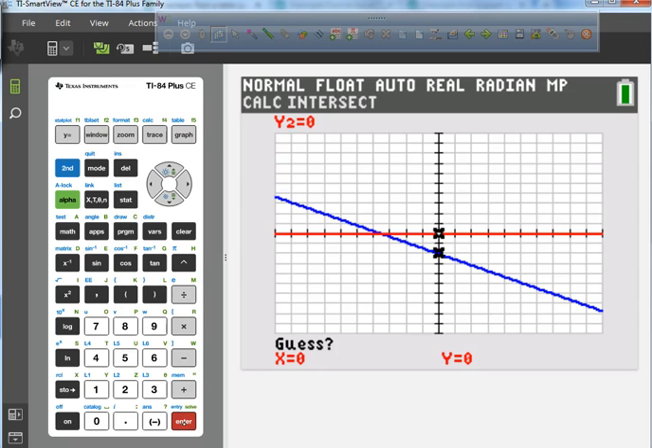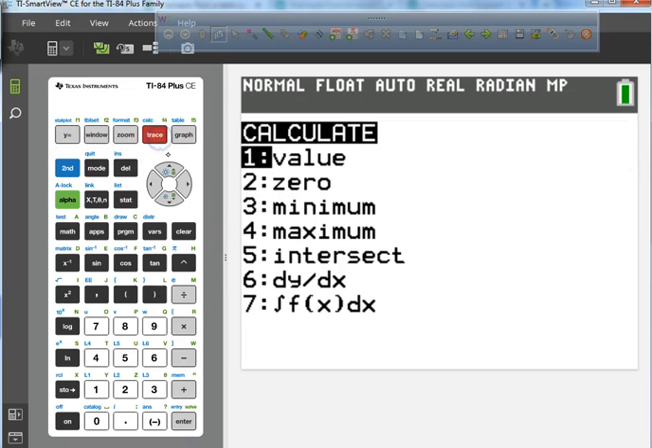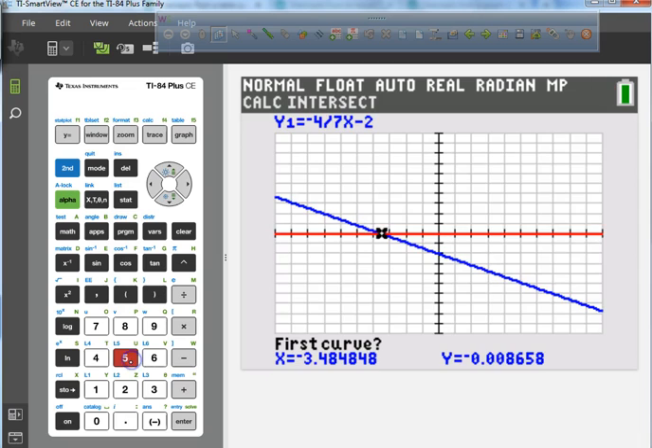And what does it say our point of intersection is at? Negative 3.5. Okay? I'm going to do that one more time. Ready? Second, trace. We're going to find a point of intersection. And our first one's the blue one. Our second one is y equals 0. And where do they intersect? They intersect at negative 3.5.